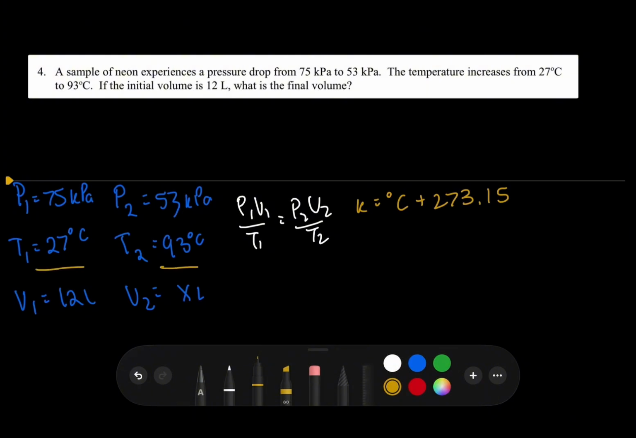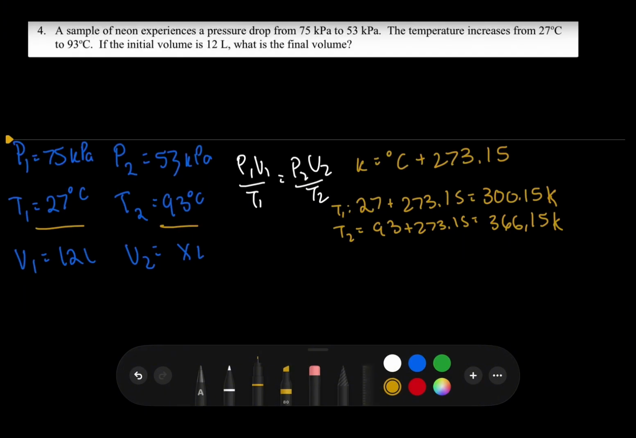So for T1, we're going to do 27 plus 273.15. And for the second temperature, 93 plus 273.15. And we're going to get 300.15 for this one, and then 366.15 for this one. And these values are going to be in Kelvin because we just converted them.